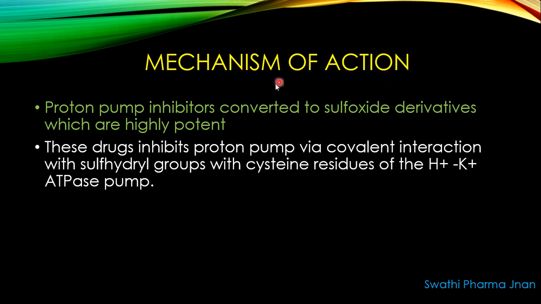Next, coming to the mechanism of action: proton pump inhibitors are converted to sulfoxide derivatives, which are highly potent. When they enter the body, they convert into sulfoxide derivatives, because all the proton pump inhibitor structures already contain an SO group. So those derivatives are formed, which are highly potent compared to the normal proton pump inhibitors. These drugs inhibit the proton pump, that is the H+/K+ ATPase pump. How do they inhibit it? By forming a covalent bond with sulfhydryl groups of the cysteine residues present in the H+/K+ ATPase pump.